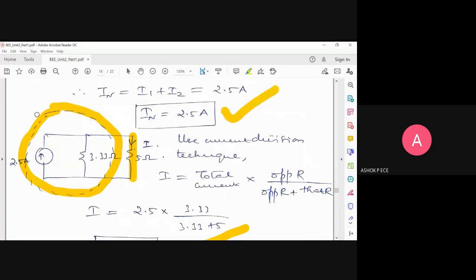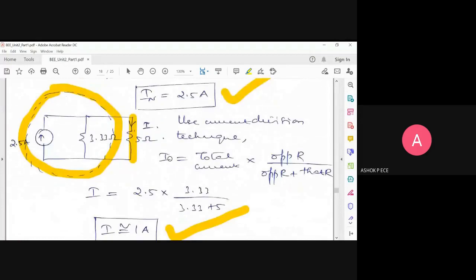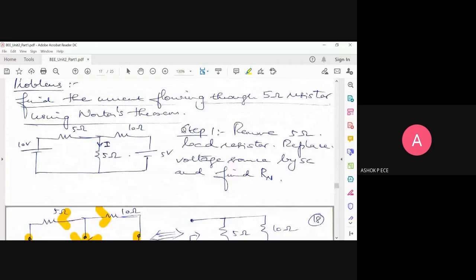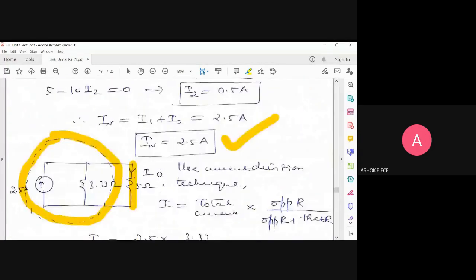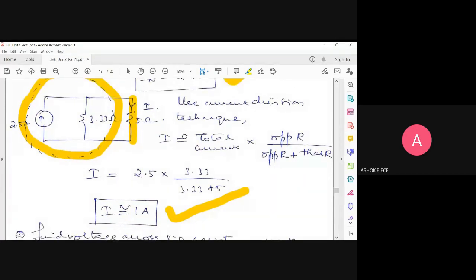See, definitely this circuit is a must. After finding Rn and In, you have to draw the equivalent circuit of Thevenin's or Norton's, and then only should we proceed with what is asked of you. See, some questions will just ask to find the Norton's equivalent resistance across these terminals. In that case, your answer will end with drawing the circuit across the terminals and stop. But here, since they have asked to find the current through 5 ohms, you have to extend one more step and find the current through 5 ohms using the current division technique or voltage division technique. Whatever technique you want, you have to find it.